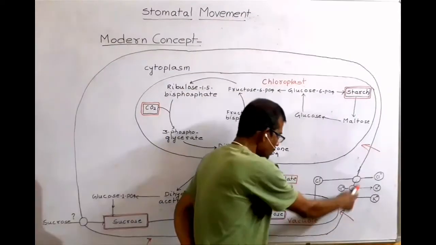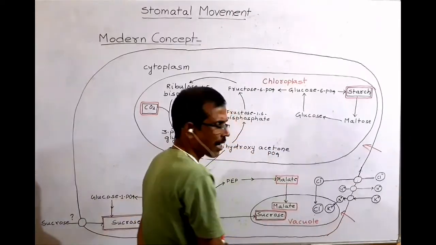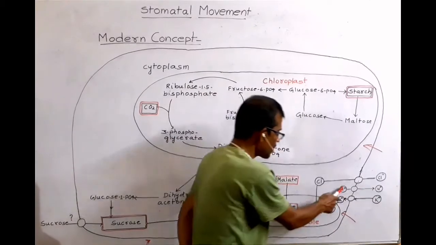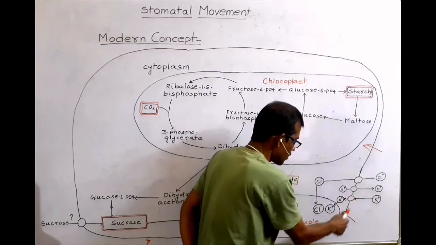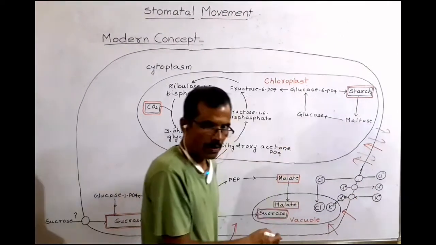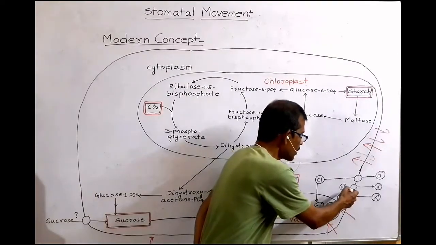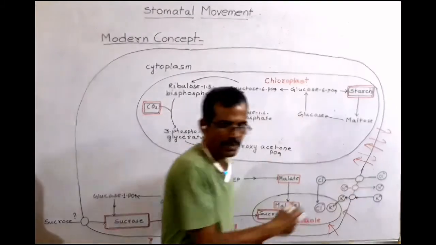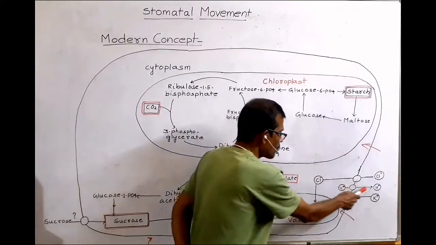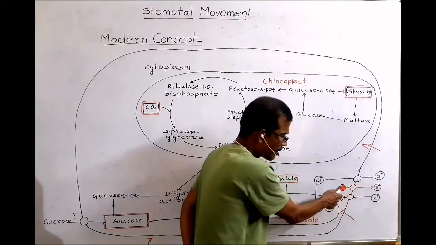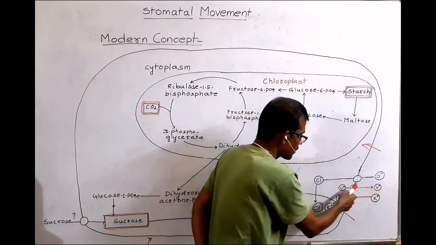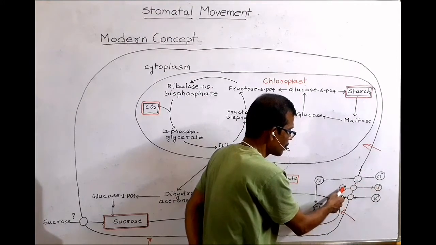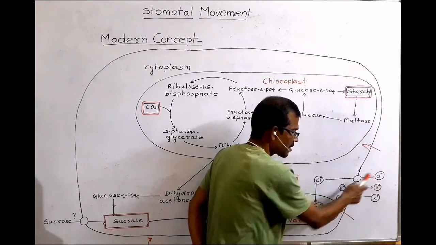In the plasma membrane of guard cells, there are proton pumps. This is a proton pump which is present in the plasma membrane of the guard cell. And this proton pump is activated by blue light. The proton pump is a H+ ATPase. It is an active transport system. It transports H+ ion to the outside of the guard cells.